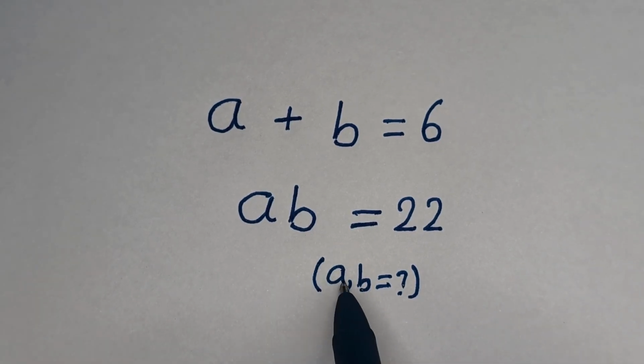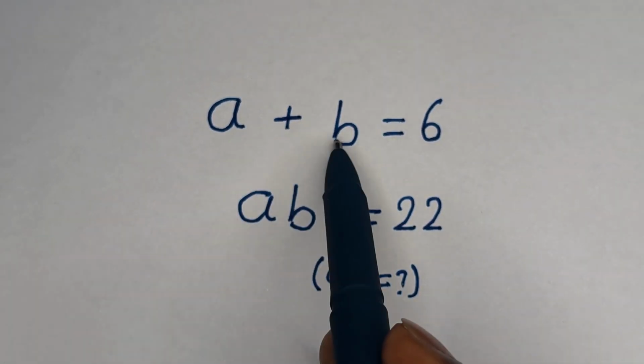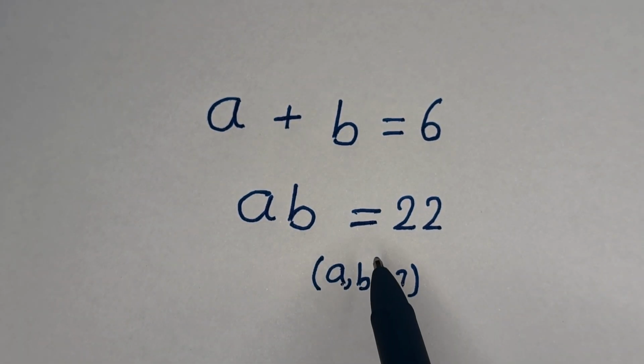Hello, how to solve for a and b in this equation? a plus b is equal to 6, ab is equal to 22.